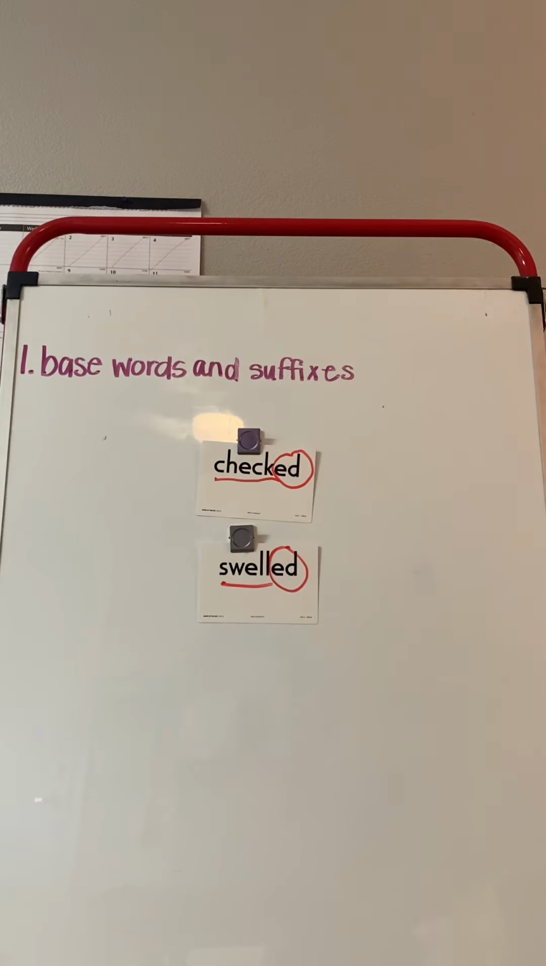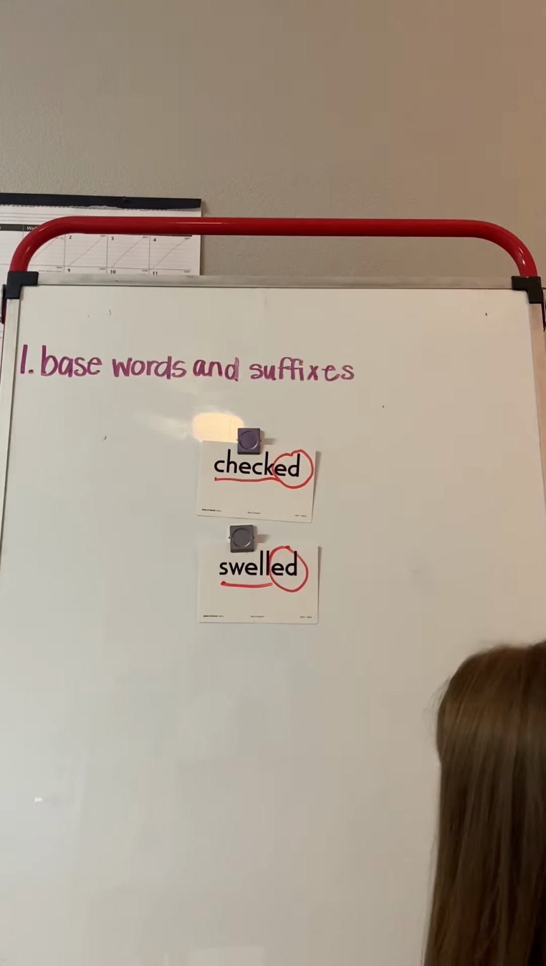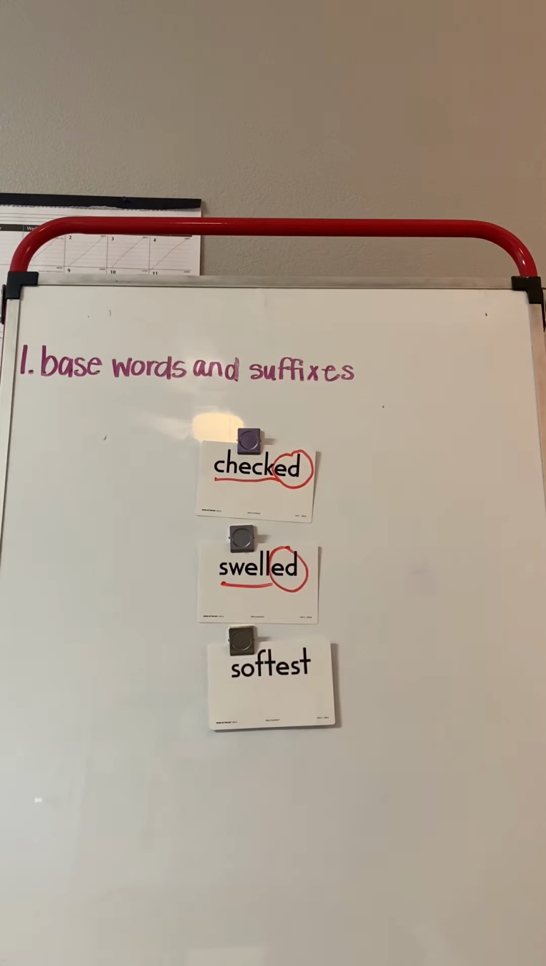If we were going to tap out swell, we would say s, w, e, l, swell, swelled. At this time I want you to pause the video and see if you can mark up the words softest and thicker and see if you can tap those out too. Okay, perfect. So hopefully you had some time to tap those out and mark them up.